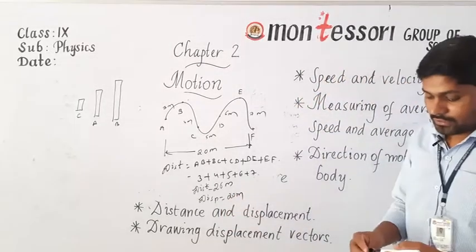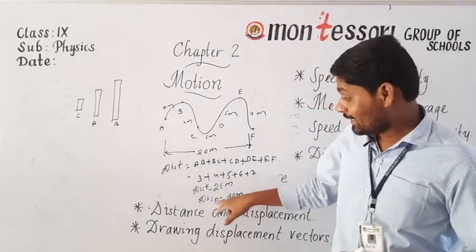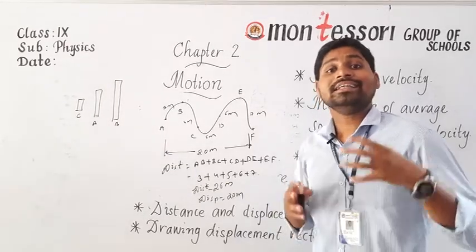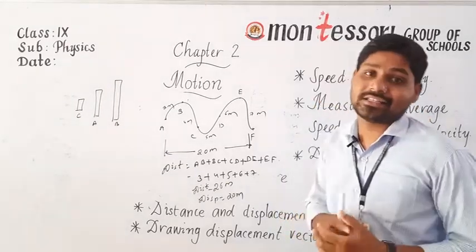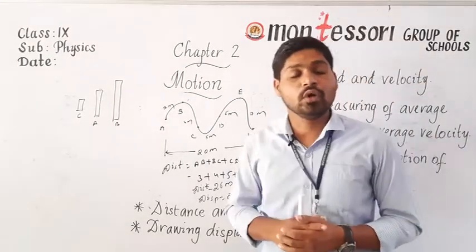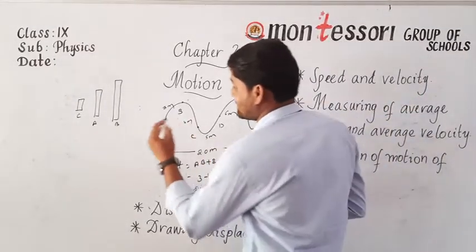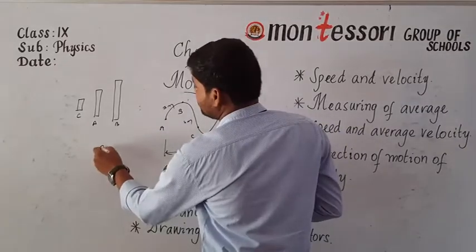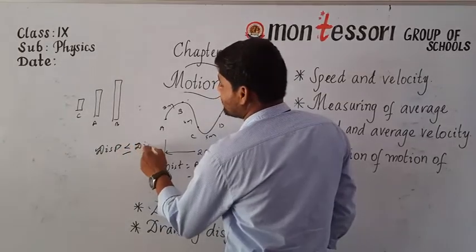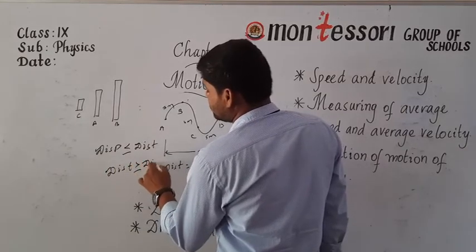Is it clear? That's why we told that. If you observe here, the displacement is less than the distance. That's why we say displacement is the shortest distance, the shortest length between the initial and final point, is called displacement. Displacement is always less than or equal to distance, or distance is always greater than or equal to displacement.